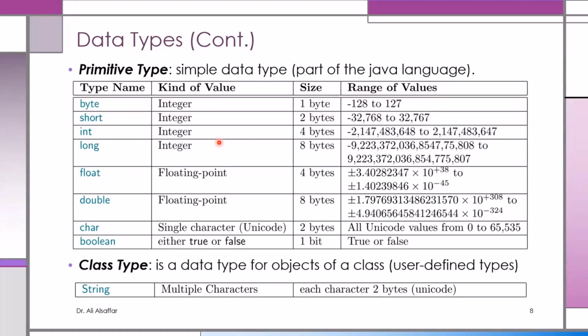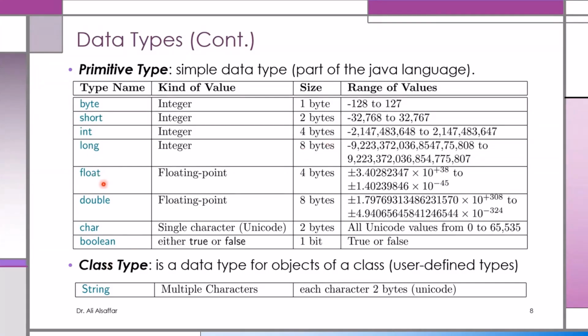Suppose you have 1,000 integer variables. If you define these variables as byte, then your program size will be 1,000 bytes. But if you define them as short, then your program size will be 2,000 bytes. And if you define them as long, it will be 8,000 bytes. So the choice of your data type will affect the size of the program.